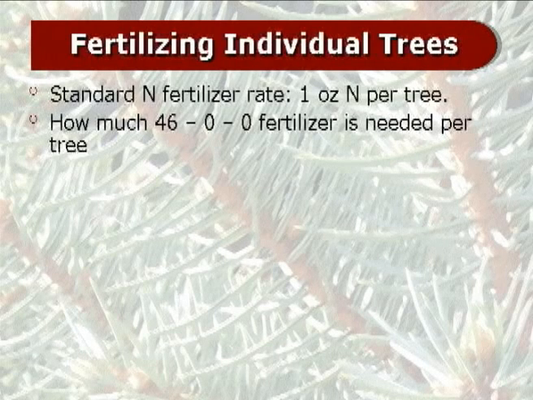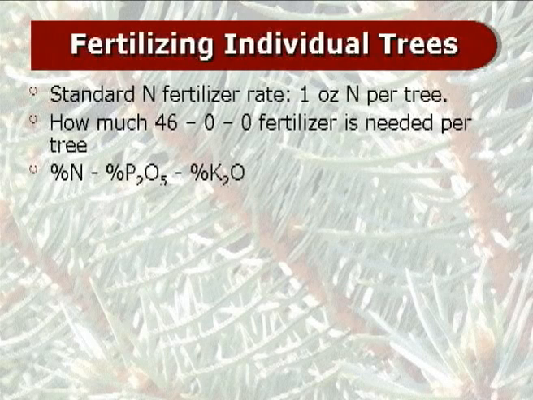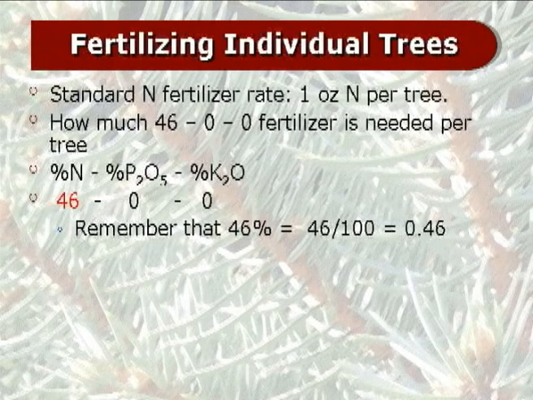Well, 46% of the fertilizer is nitrogen. To convert to a decimal percent, part per 100, we divide by 100. 46% is the same as 0.46. Now for some algebra.